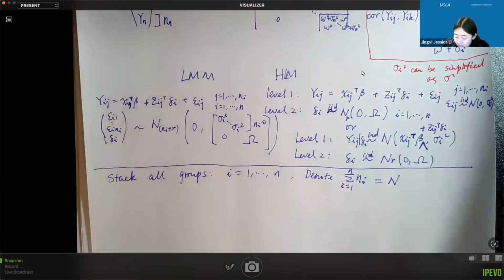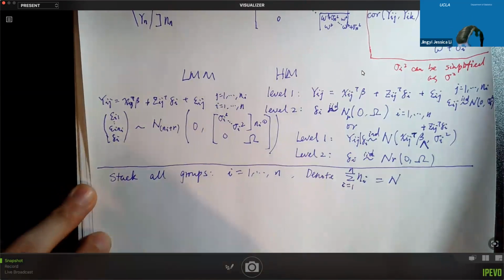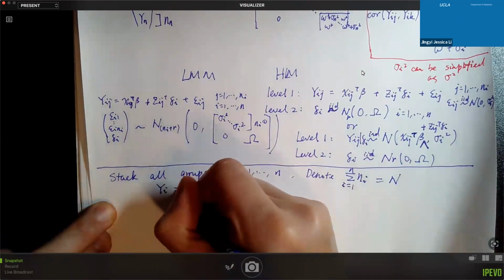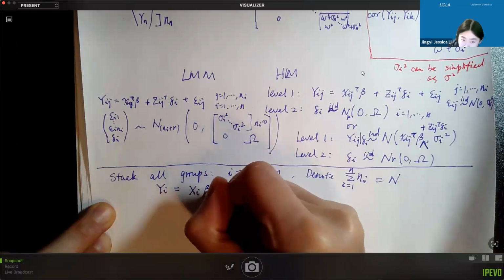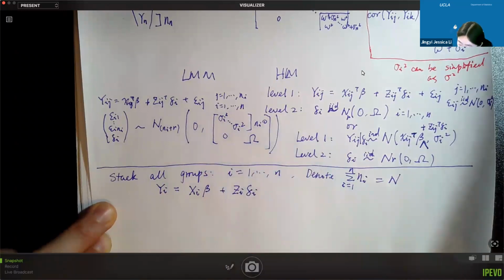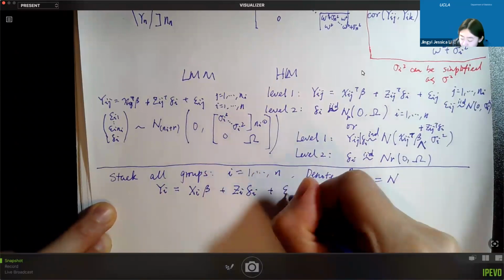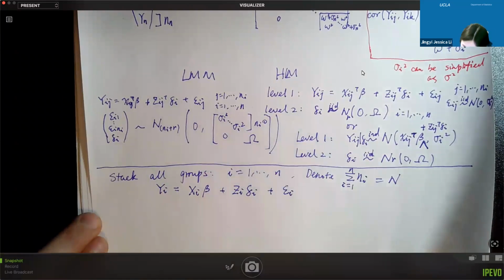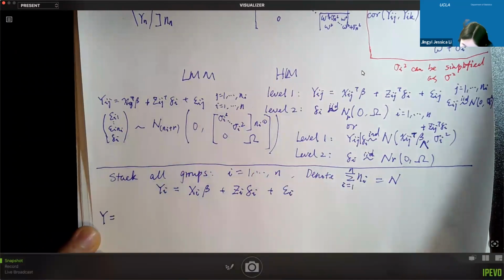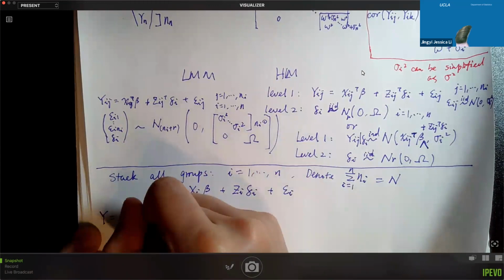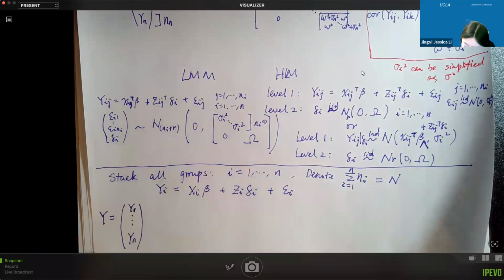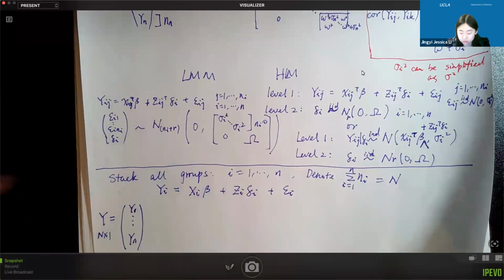Let's first look at the response. If you recall, within group I, yi equals xi beta, the fixed part, plus zi delta I, the random part, plus the random error vector epsilon I. Now we do stacking. For the response vector y, we just stack them by group, y1 to yn. This gives me a capital N by 1 vector. That's the response.